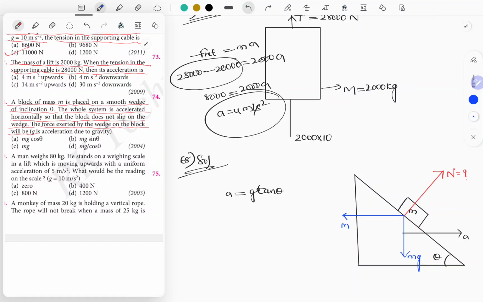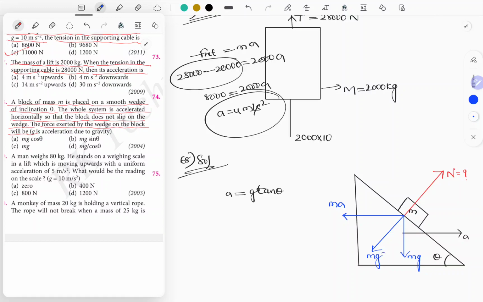Let me keep it as it is, ma alone. Now I need to find the normal reaction. To find the normal reaction, let me divide mg and ma into two different components. Now I need to find this component of mg.